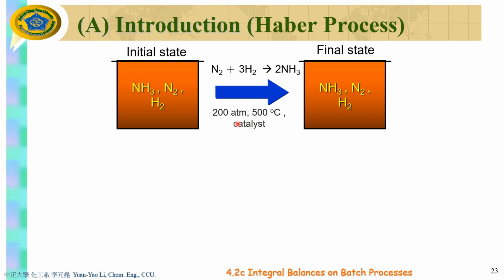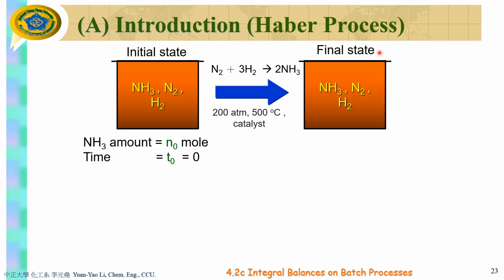Remember catalyst? A catalyst doesn't involve any chemical reactions, but it can reduce the activation energy. So it can accelerate the reaction and reduce the conditions needed to make this reaction happen. Okay? So you have an initial state and a final state. This is a batch process, so you do input equals output, or you have generation and consumption, right?